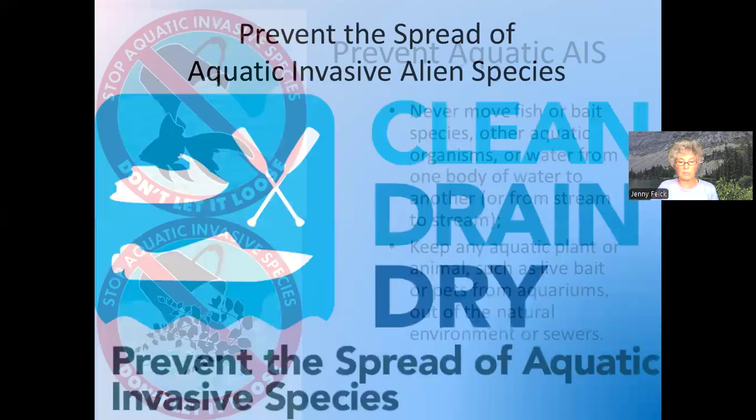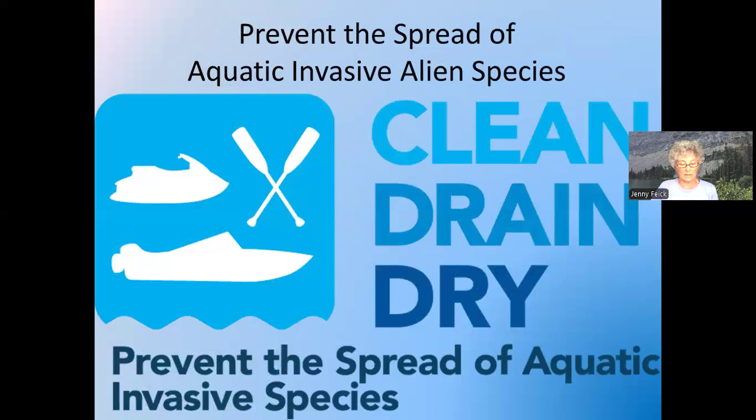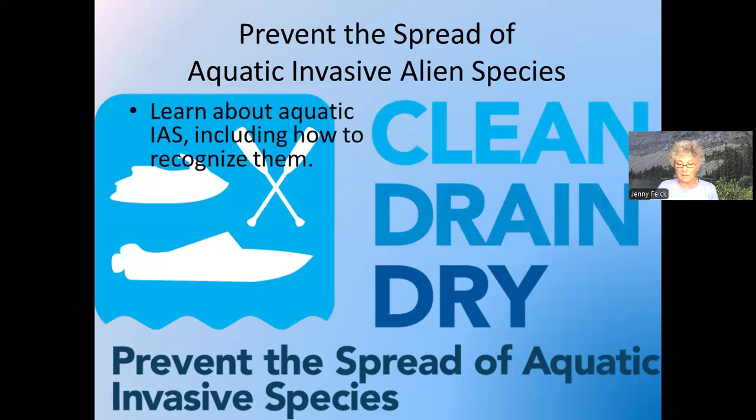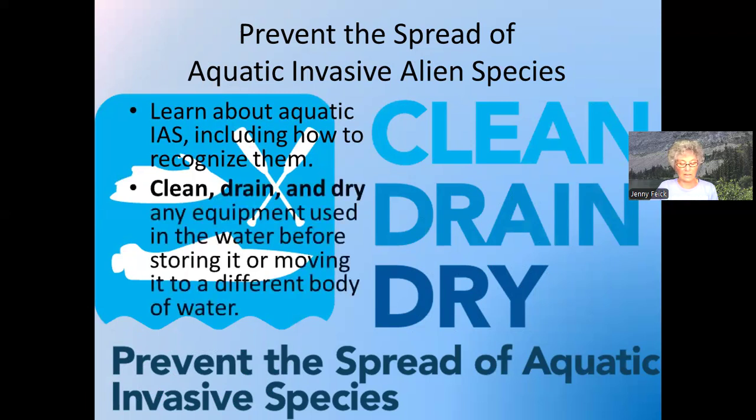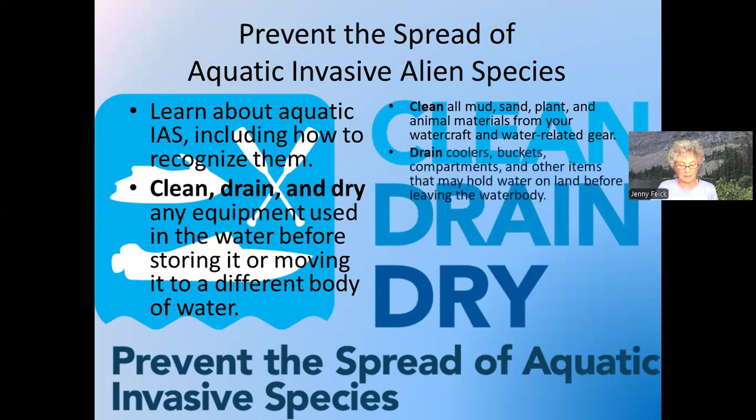Other general measures to prevent the introduction and spread of aquatic invasive species include learning about them, including how to recognize them, and cleaning, draining, and drying any equipment used in the water before storing it or moving it to a different body of water. Cleaning means clean all mud, sand, plant, and animal materials from your watercraft and water-related gear. Draining means drain coolers, buckets, compartments, and other items that may hold water onto land before leaving the water body.